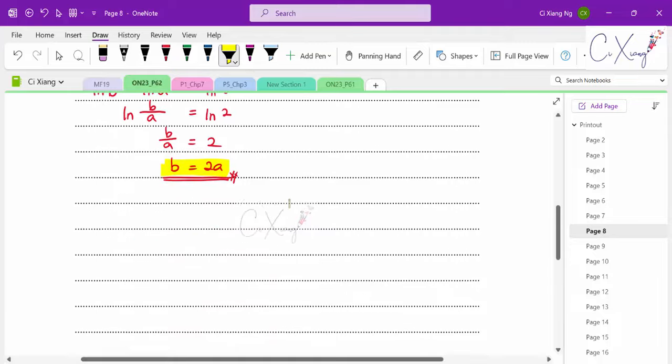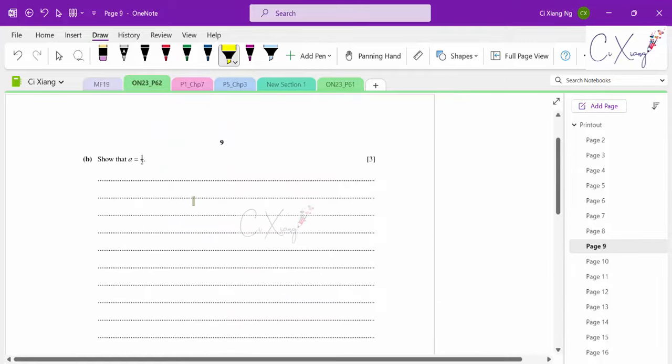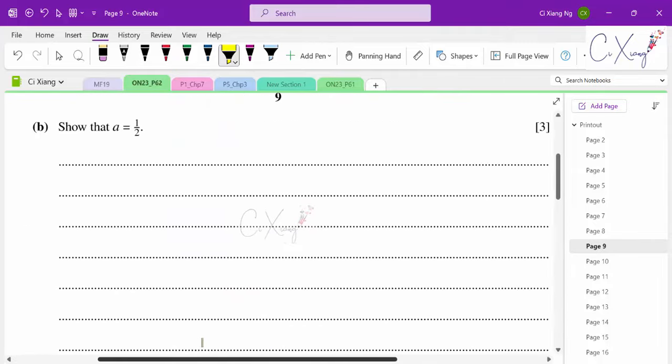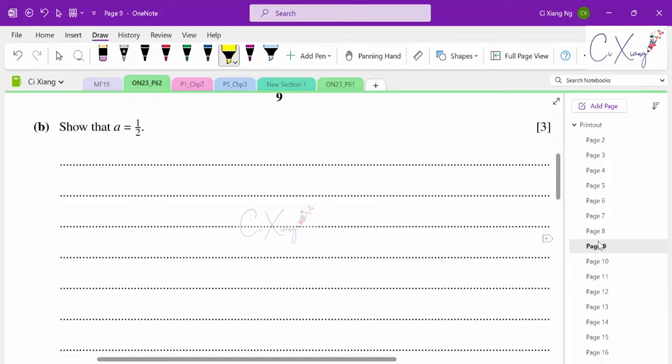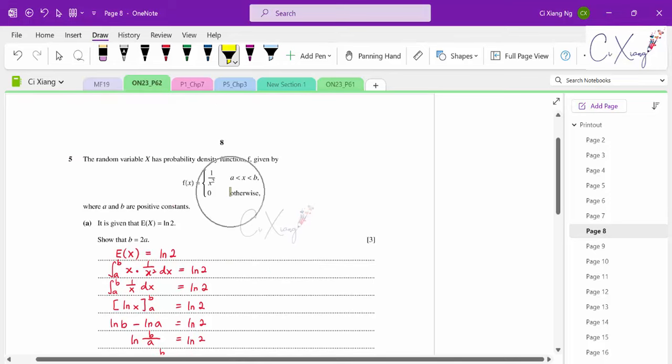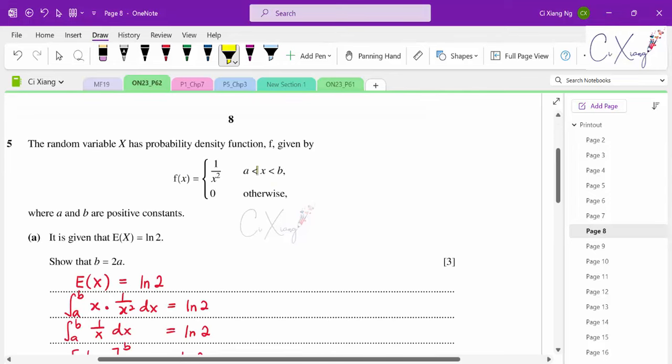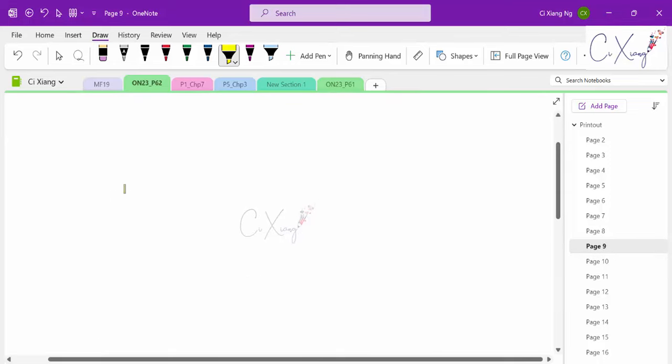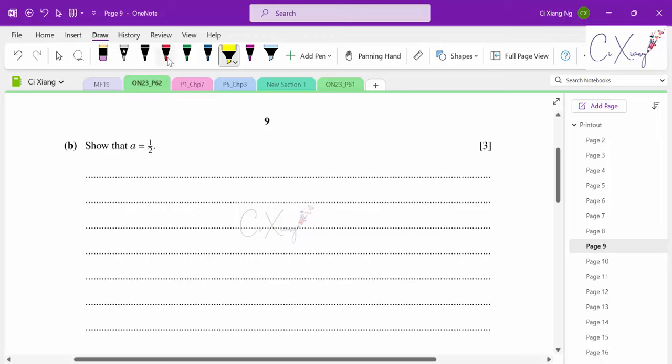Alright, now let's proceed to part B. For part B, they want you to show that a is equal to half. Since we already know that b is equal to 2a, we can use the property of the continuous random variable function, where if you integrate the function itself from a until b, the answer is equal to 1, because the whole probability under the area should be equal to 1. So we are going to use that result to get the value of a.